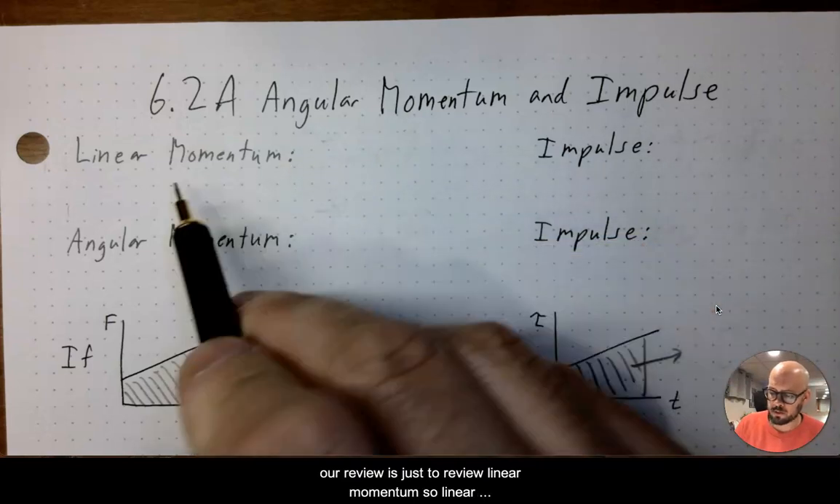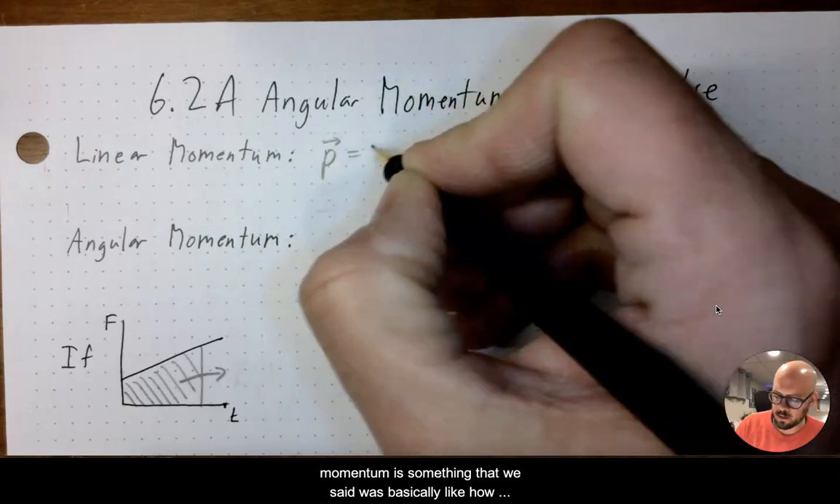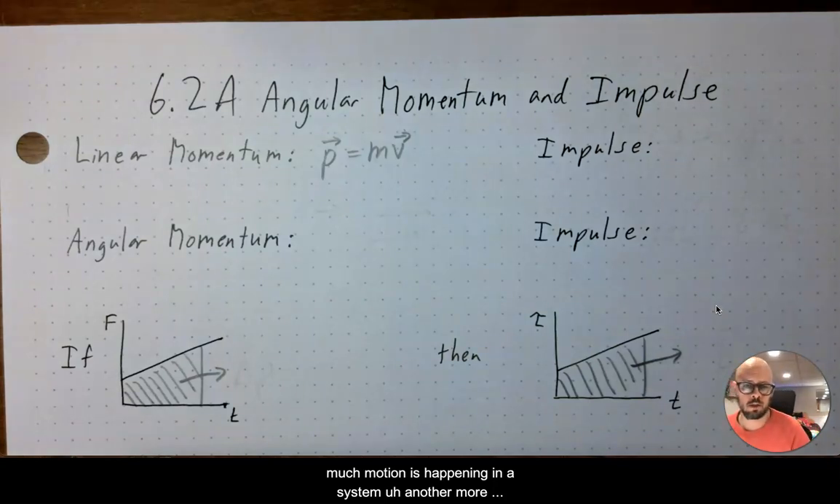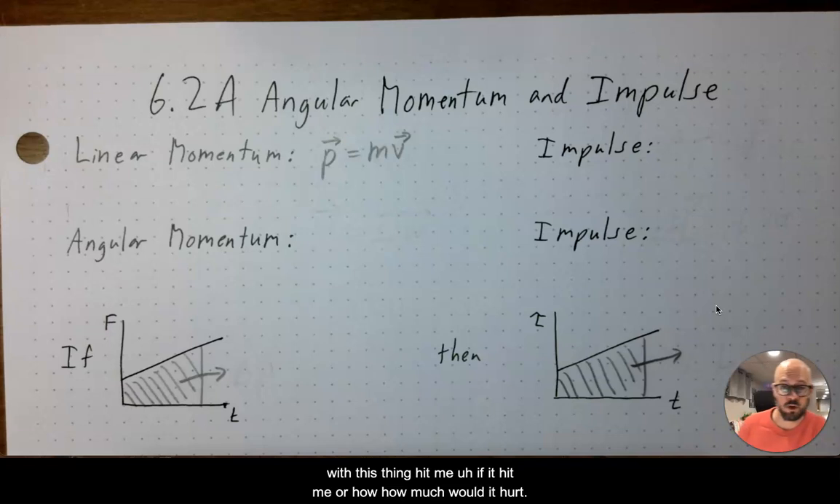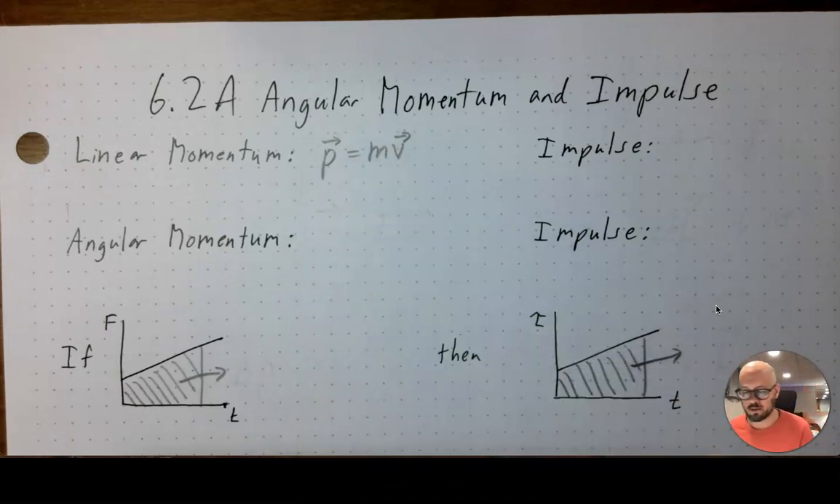Our review is just to review linear momentum. Linear momentum is something that we said was basically how much motion is happening in a system. Another more relatable way of defining it was how hard would this thing hit me if it hit me, or how much would it hurt. Linear momentum, P, equals mass times velocity. It is a vector, and so objects that are traveling in different directions have different momentum values. Same magnitude potentially, but different direction.